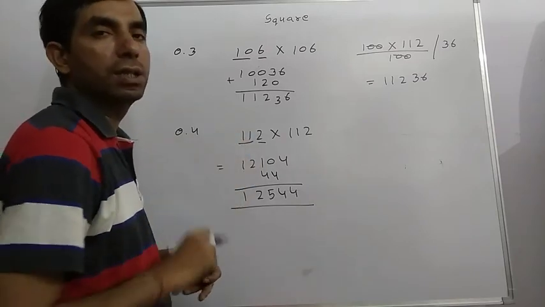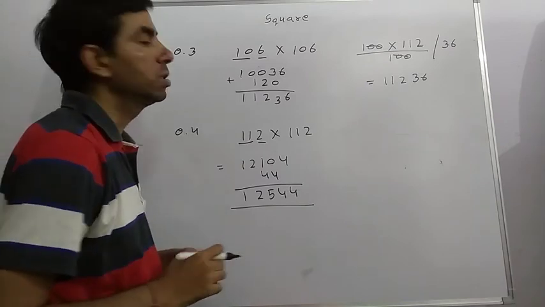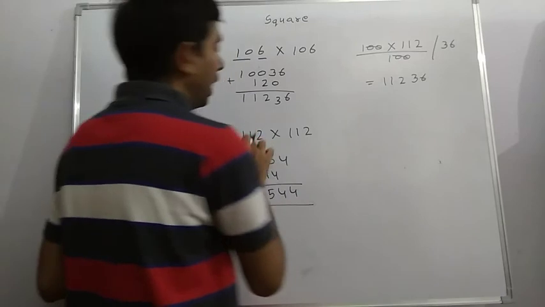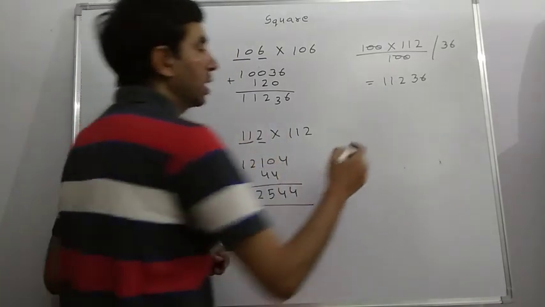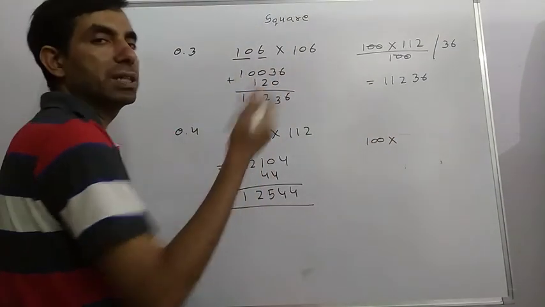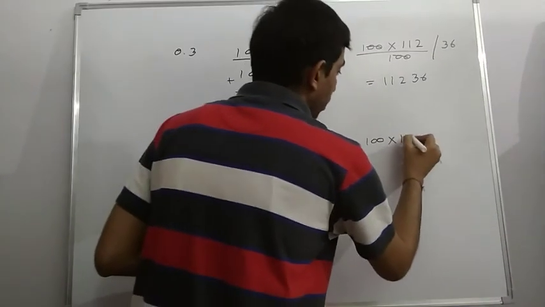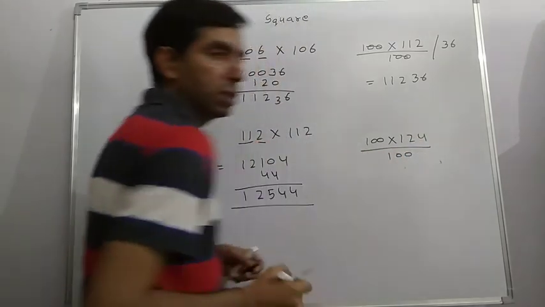In the next question, 112. 112 is near to 100 and the difference is 12. So 12 is added and subtracted. First we subtract, 112 minus 12 is 100. Multiply. 112 plus 12 is 124, upon 100, because 12 is in 2 digits.